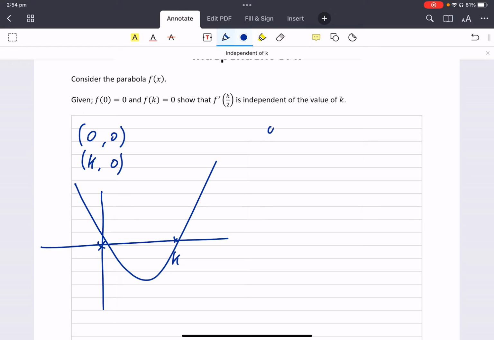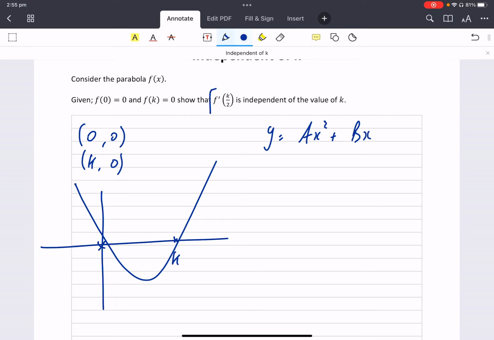A parabola, y equals ax squared plus bx plus c. Let's substitute the origin in. So when y is 0, x is 0, therefore c is 0. So c is 0. Let's just tidy that up, save some space.